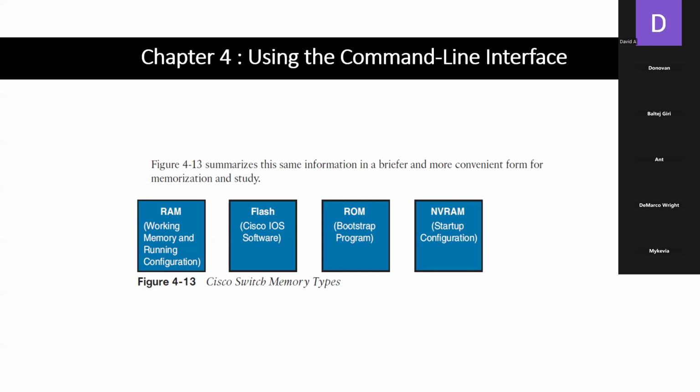This is where the running config, or the active config, will be stored, unsaved. If you ever took the CompTIA A+, you probably learned RAM is volatile memory. What does that mean? If the device powers off, that memory is deleted.